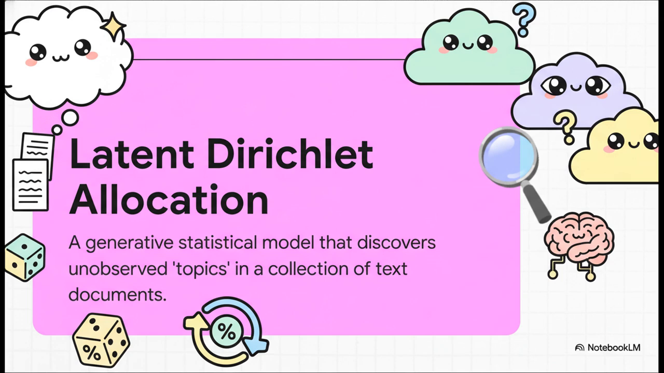Okay, I know, that definition looks super academic and kind of scary, but trust me, we can break this down. Generative just means the model imagines a story for how the documents were created. Statistical, well, that just means it's all based on probability. And the key part, unobserved topics, refers to those hidden themes it finds all by itself. Themes we might not even have known to look for.